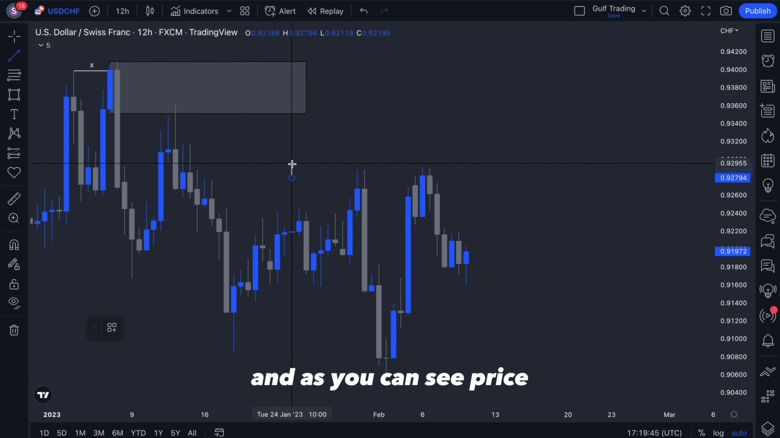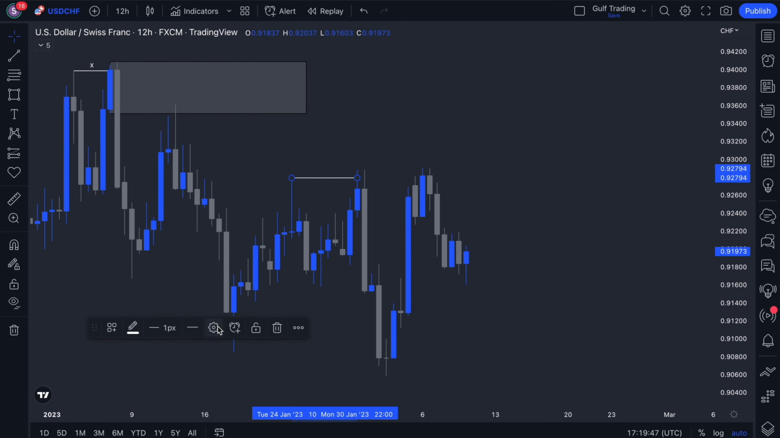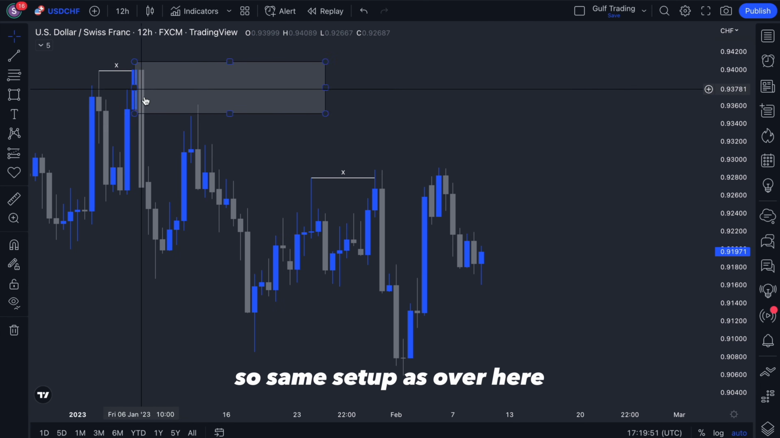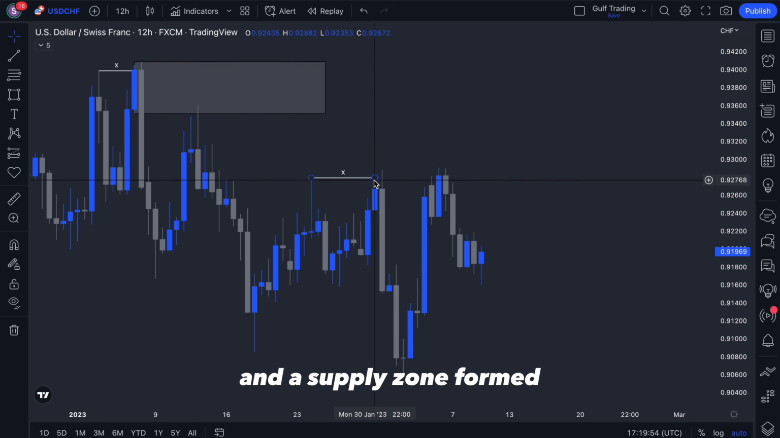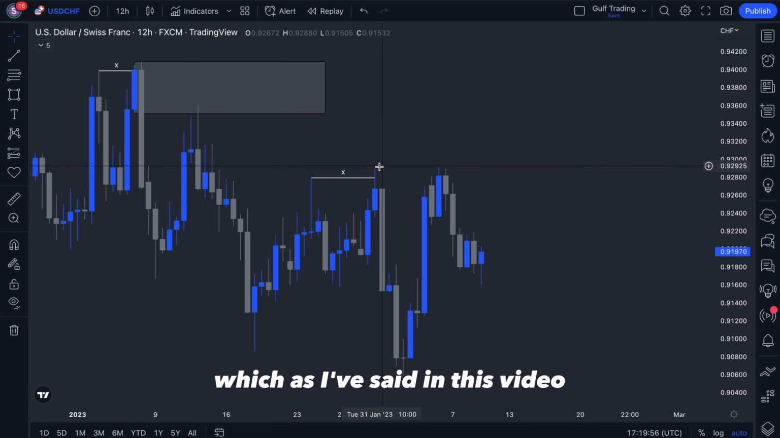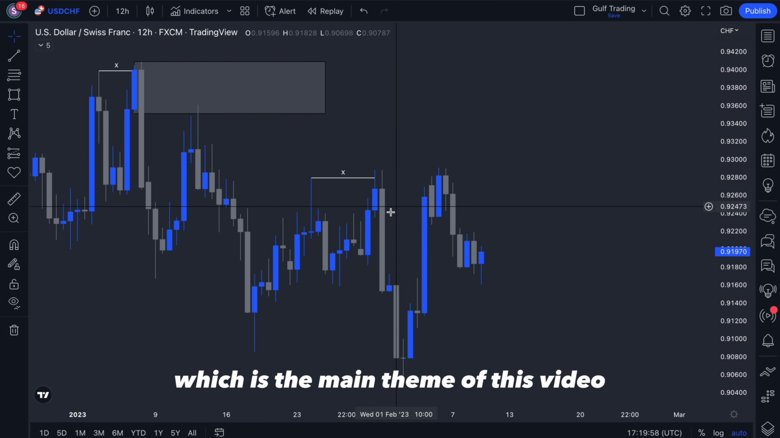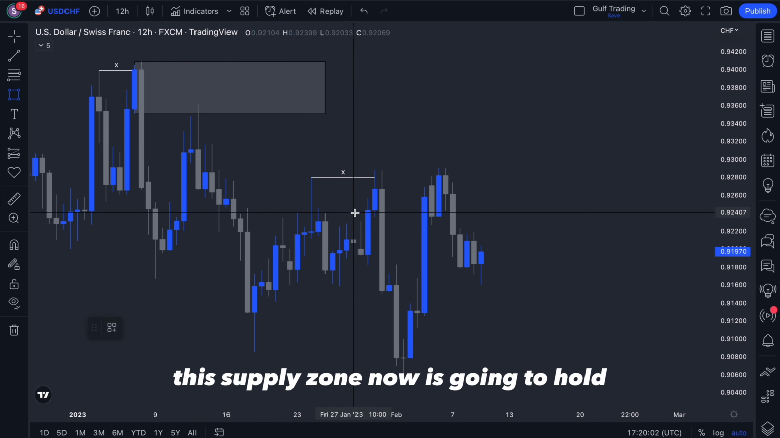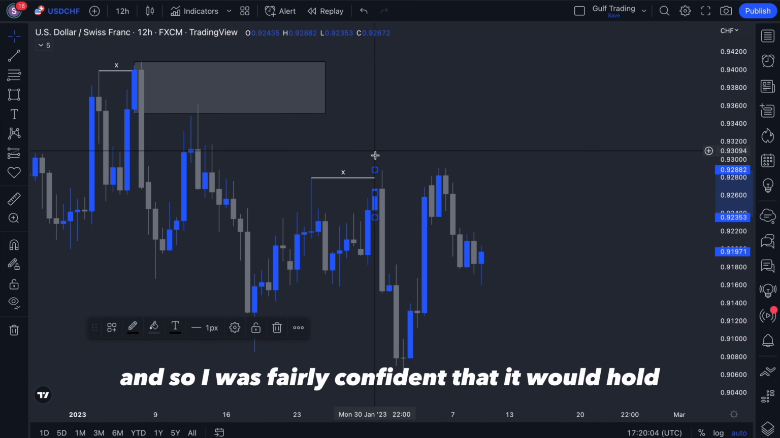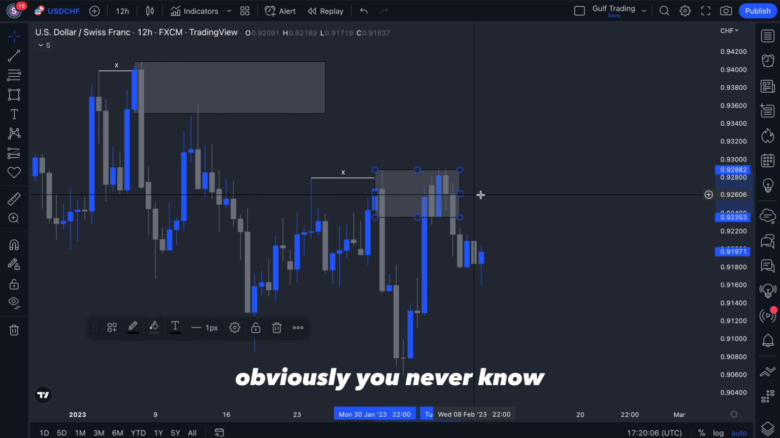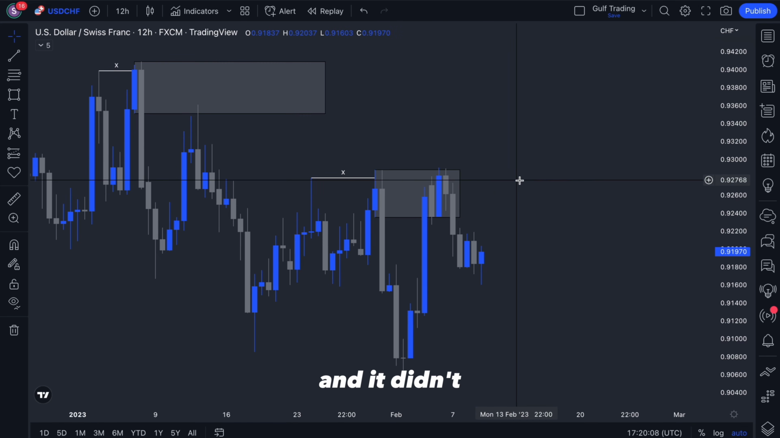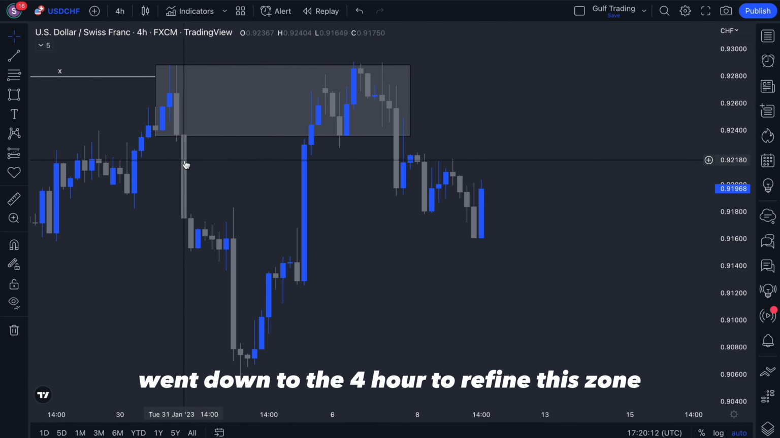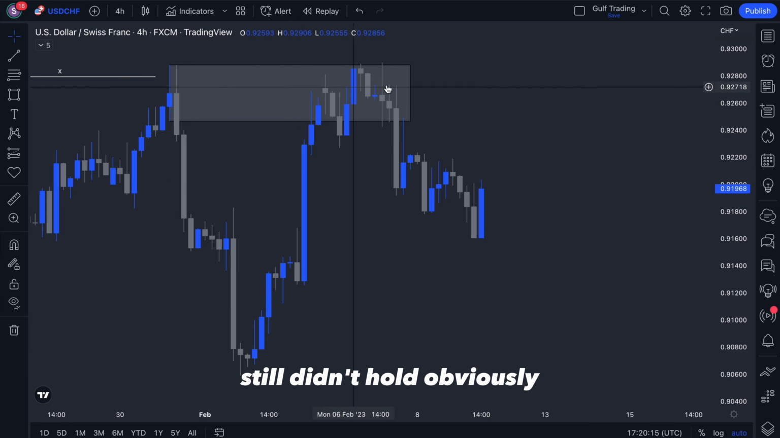And as you can see, price took out liquidity here and created a supply zone. So same setup as over here, liquidity taken and supply zone formed, which, as I've said in this video, which is the main theme of this video, once that happens, you get more confirmation that this supply zone now is going to hold. And so I was fairly confident that it would hold. Obviously, you never know, and it didn't, but that's okay. Actually, I went down to the 4 hour to refine this zone, but same thing, still didn't hold, obviously.